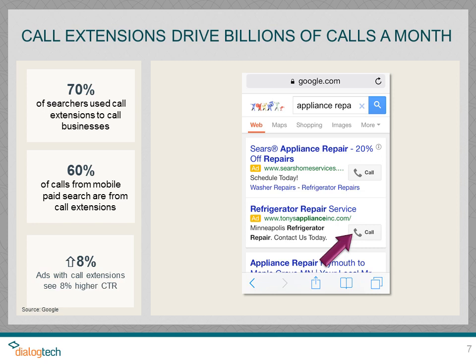So thanks to the popularity of smartphones and the incredible rise in the number of phone calls to businesses, call extensions have really become an essential piece of marketing strategy. Call extensions are driving billions of calls each month to businesses, and 70% of searchers have now used a call extension to call a business. Call extensions are also responsible for driving 60% of paid search calls, and what's more is that these ads that display call extensions even see a higher click-through rate, 8% higher click-through rate, so they're working.